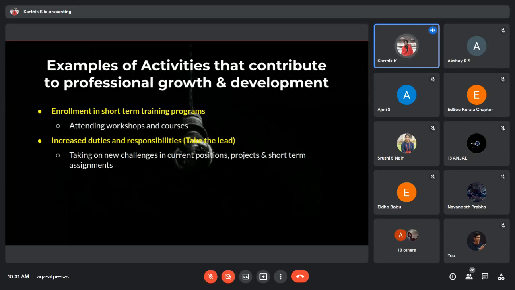And increased duties and responsibilities, taking the lead. Okay, taking on new challenges in the current positions and projects in short-term assignments will always boost your skills. I would give an example for that. Suppose you are working in a certain domain; I'm taking the link representative position itself. If you are the link representative or a technical coordinator of your SB or of any OU, and you are doing that for a long time, and you get to enjoy this thing.